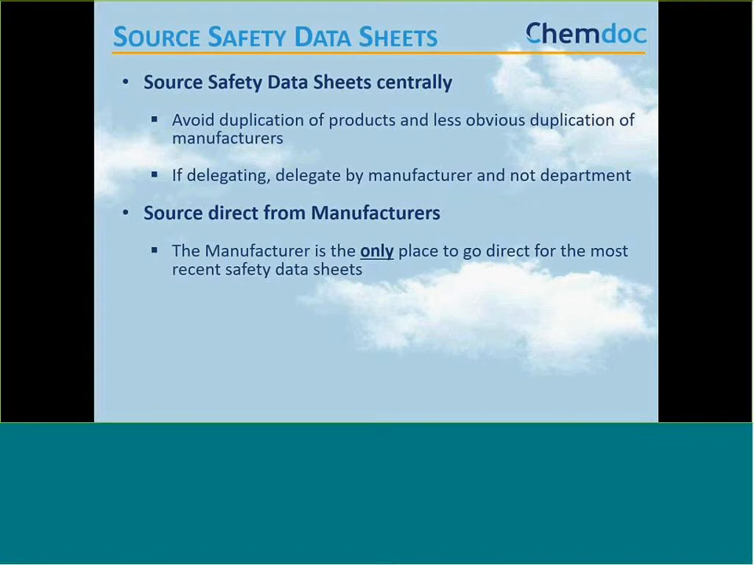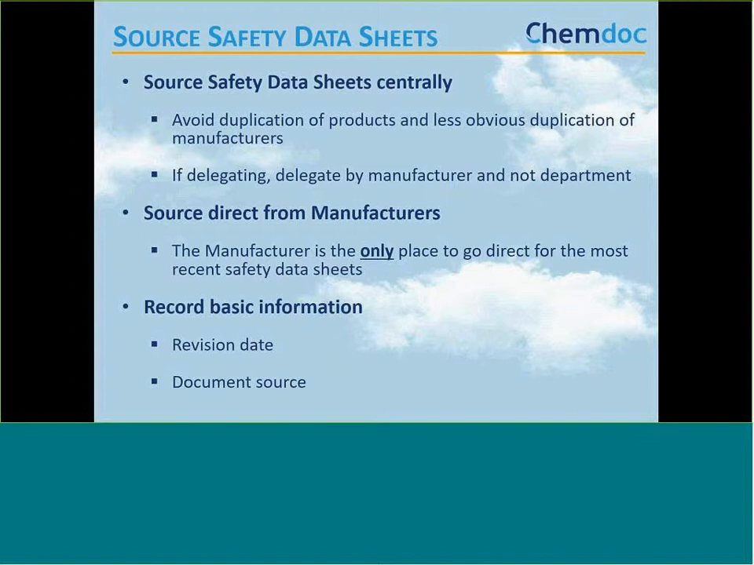It follows on from what I've just said: the manufacturer is the only place to go direct for the most recent safety data sheets. What I mean by that is the supplier is not the place to go. Suppliers may have safety data sheets available for you, but they would only have got them from the manufacturer themselves, and you have no way of knowing, are they the most recent, or did they source those safety data sheets 5 years ago and have them sitting in a folder in their own office ever since? The only way to know that you're getting the current, up-to-date safety data sheets is to go direct to the manufacturer yourself.